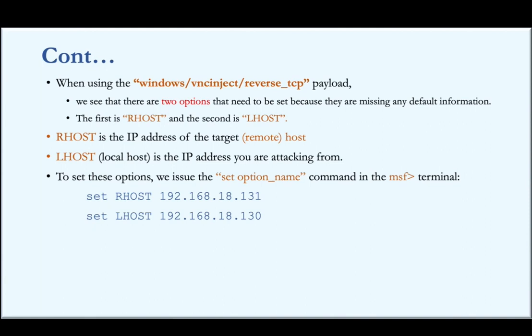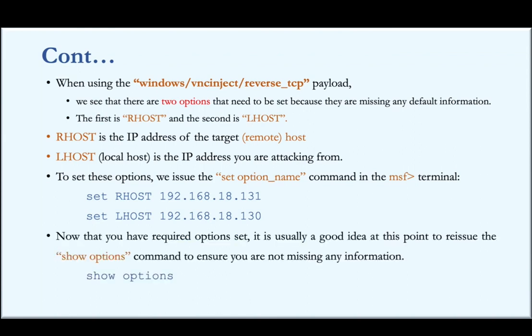So now that you have the required options set, it is usually a good idea at this point to reissue the show options command to ensure that you are not missing any information before running the exploit on the target machine, or executing the remote code on the target machine. So, just issue the show options again.